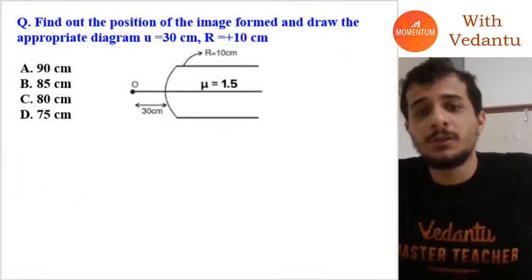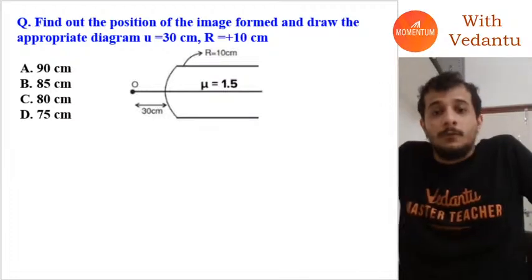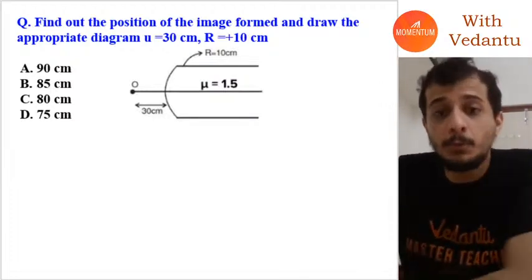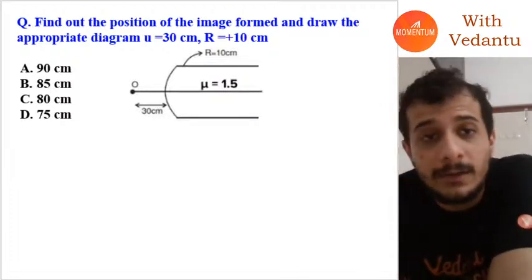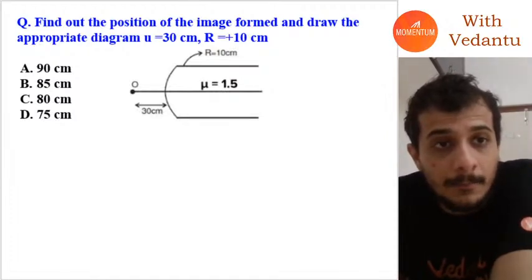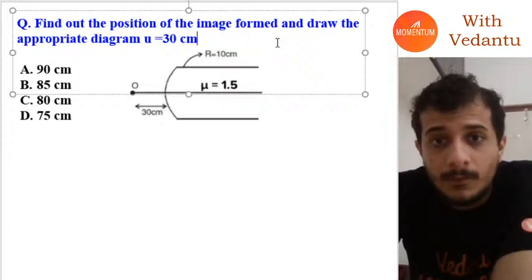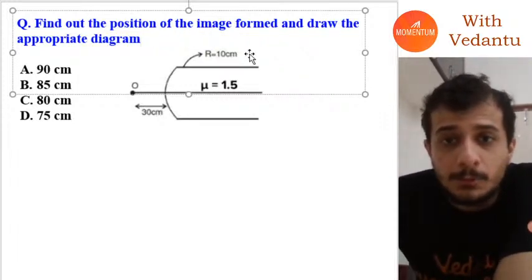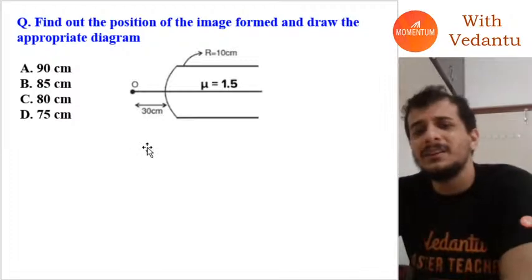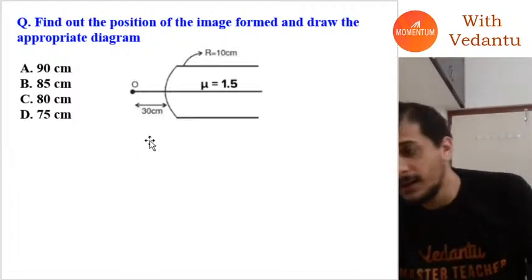Find out the position of the image formed and draw the appropriate ray diagram. They had given the value of u and v. I will delete that and you tell me.